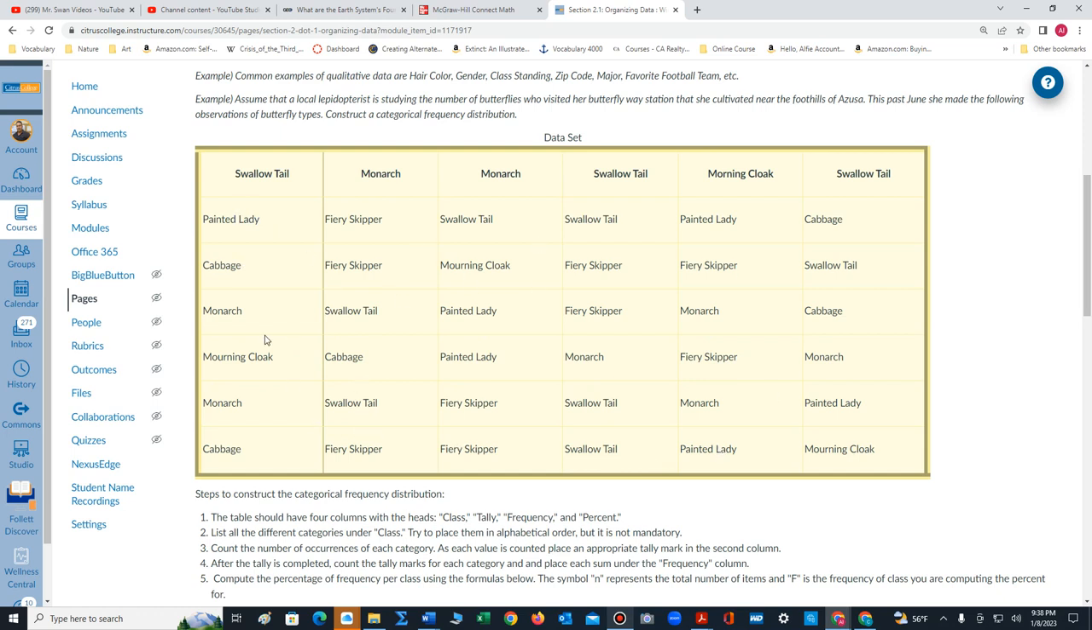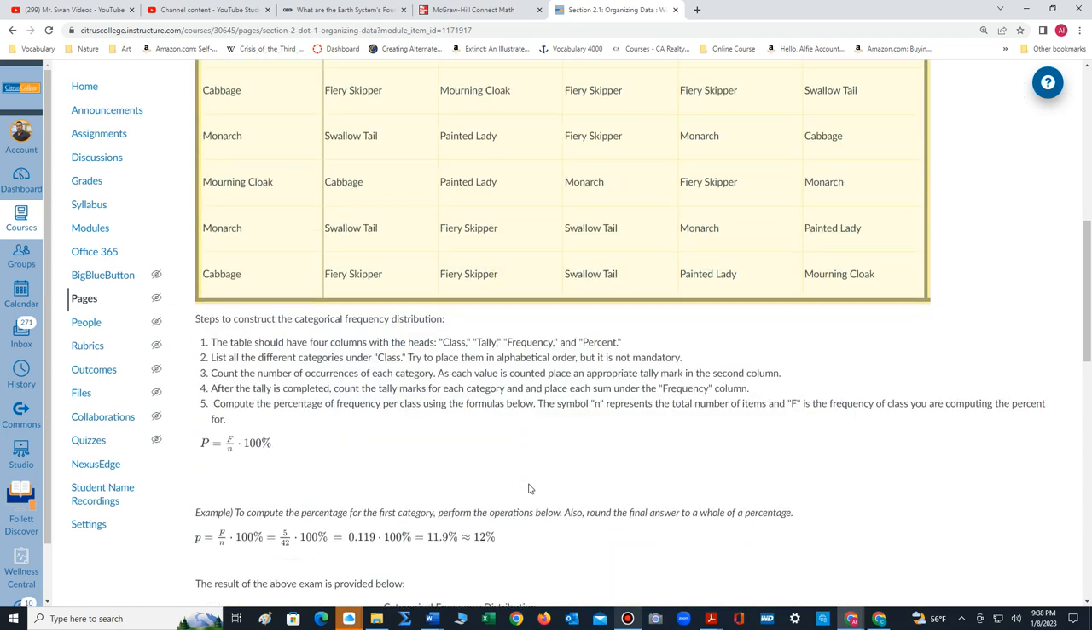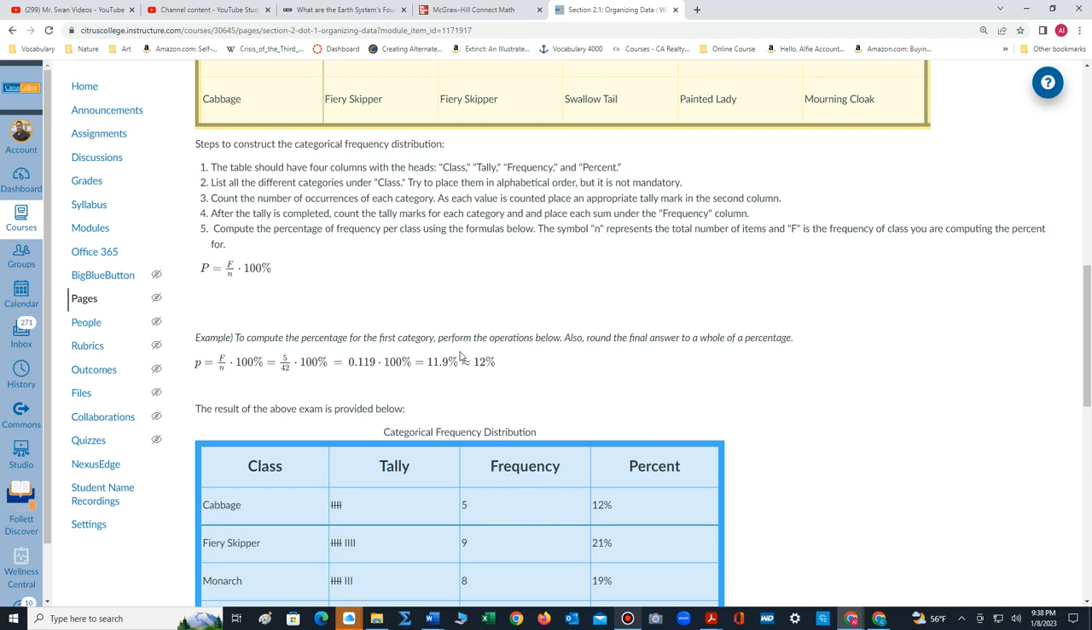So you can see for this particular problem, we have a list of observed butterflies that a lepidopterist was able to document at a way station in Azusa. So our goal is to organize this data into a table, and this table is called a categorical frequency distribution. So let's take a look at that process.